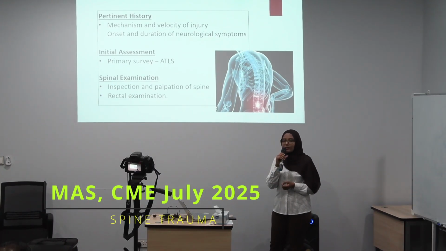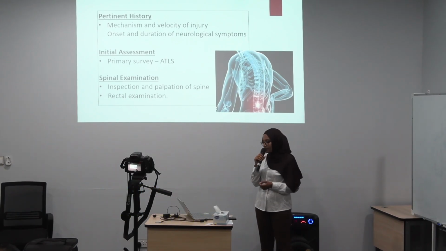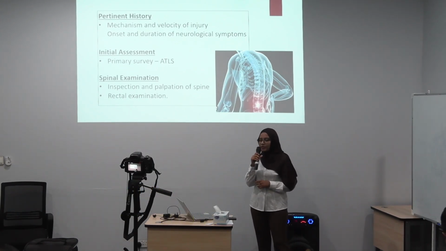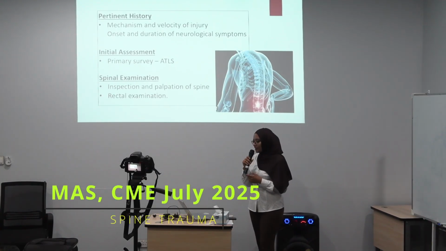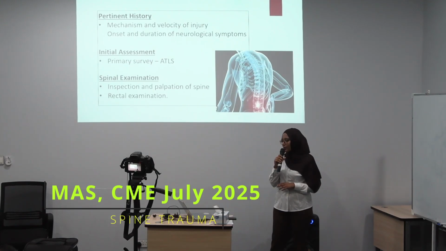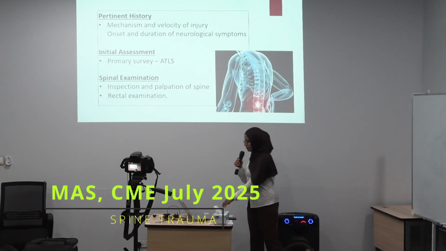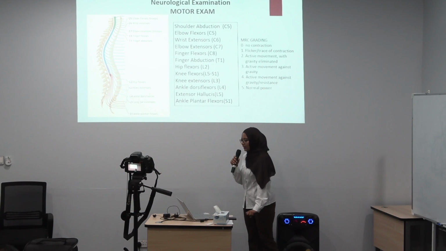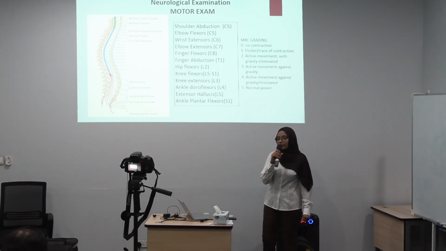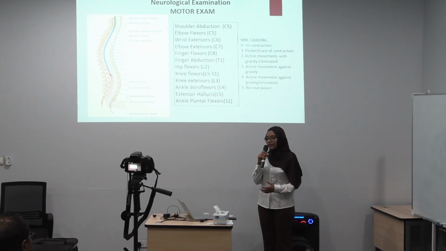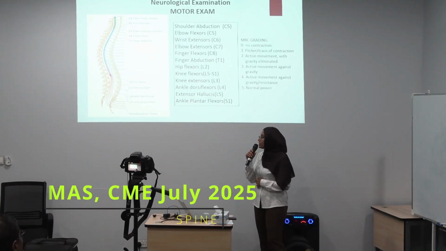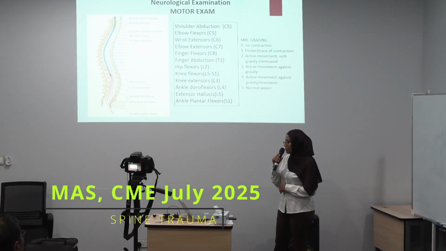The initial assessment is the one I previously discussed, the primary survey of the ATLS. In the spinal examination, we inspect and palpate the spine for any kind of tenderness or abnormalities, and in this step, we also have to do a rectal examination. Next would be our neurological exam. When it comes to the motor exam, we have to test all the testable myotomes using the MRC grading of 0 to 5.